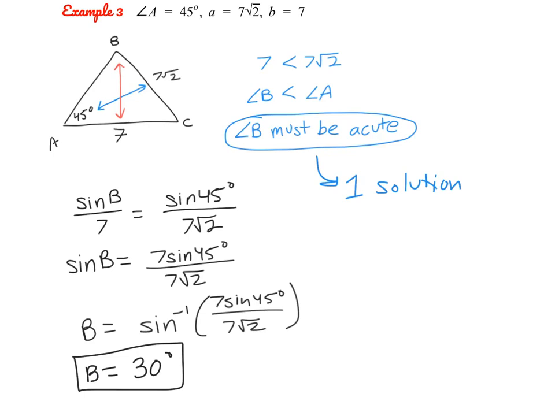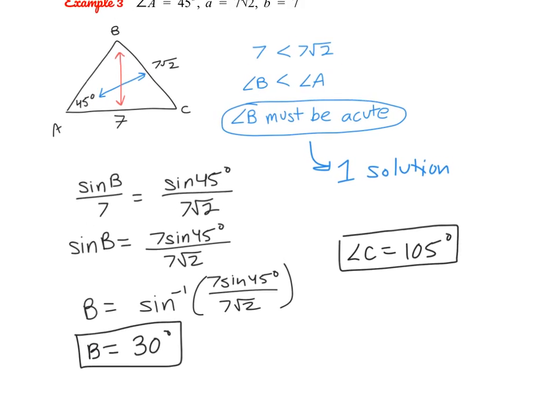So I know that this is the only possibility for angle B, which means that I can now find angle C. So using the triangle sum theorem, we know that 45 plus 30 plus angle C must be 180, so angle C is 105 degrees.